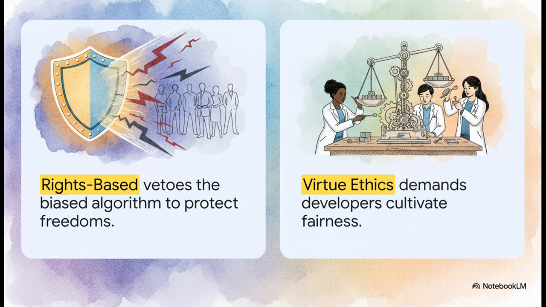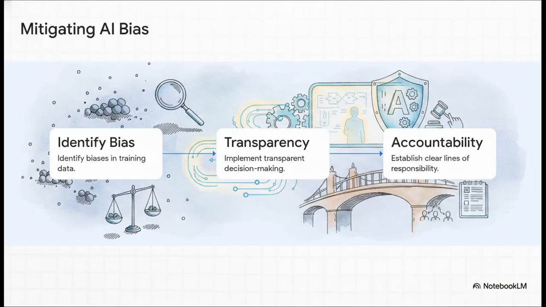But on the right, virtue ethics takes a slightly different angle. It focuses inward, on the engineering team itself. It demands that the diverse group of developers cultivate the virtue of fairness, take accountability, and actively redesign the system to mitigate that bias. It puts the responsibility squarely on the creators to fix the underlying unfairness in their own code. So, the crucial takeaway here is that you can't just deploy a system and forget about it.